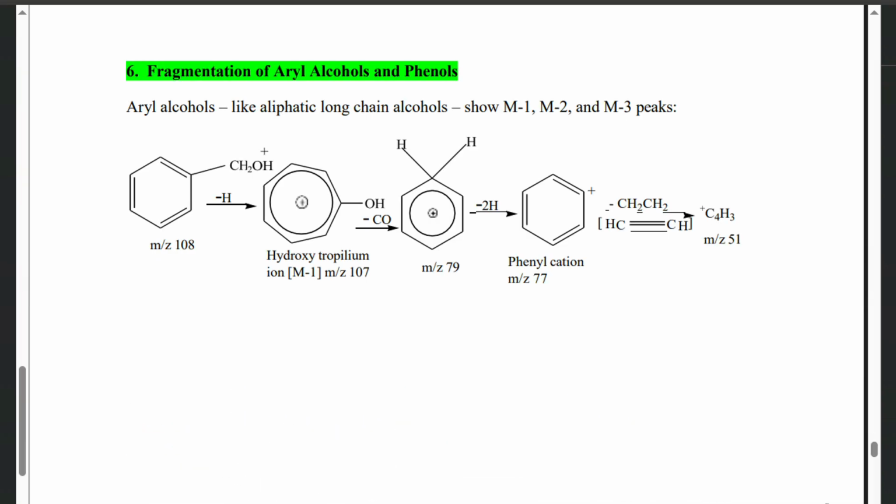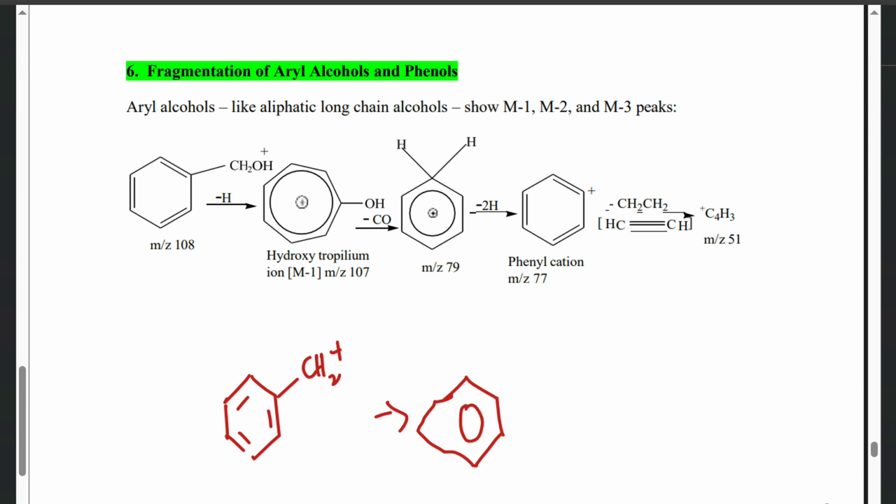Fragmentation of aryl alcohols and phenols. So this one basically, the first thing you do is, alright, let's look at this. Recall that when we add a 6-membered ring with CH2 plus, we can write it as a 7-membered ring, right? Sorry, don't mind my diagram. We can write it as a 7-membered ring, right?